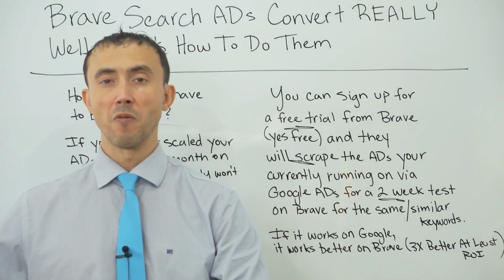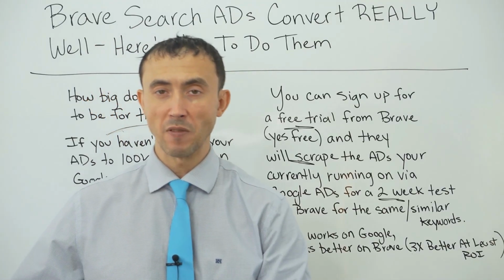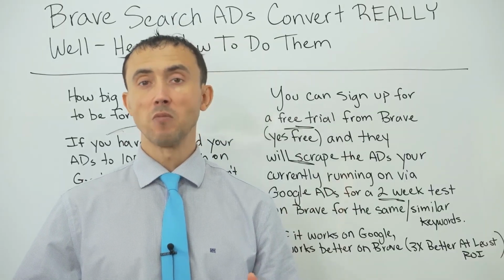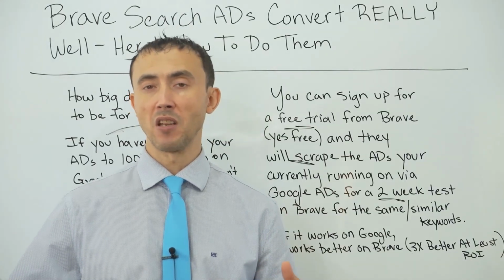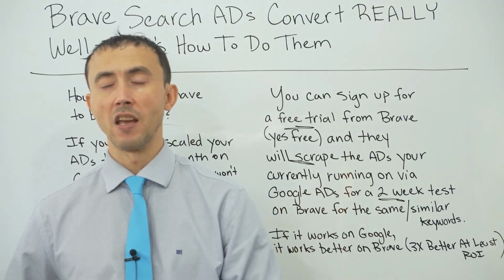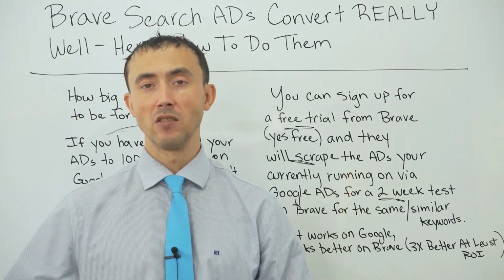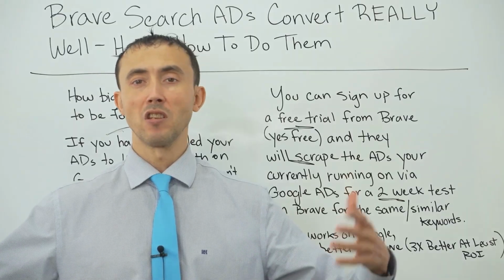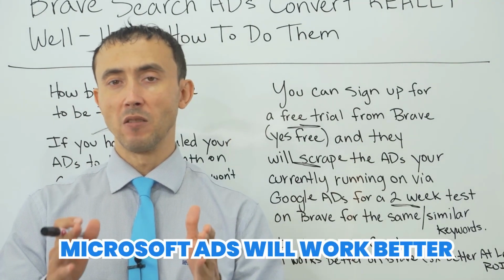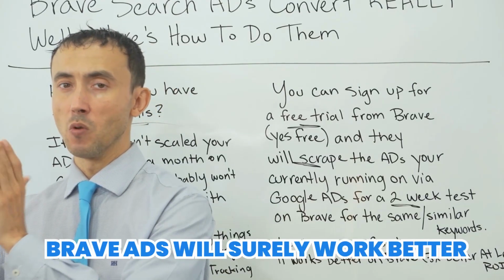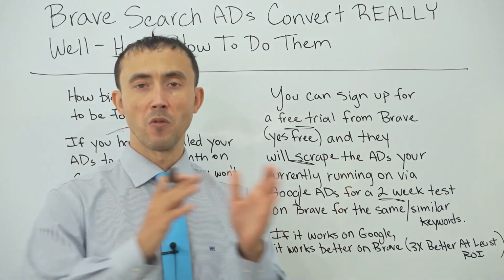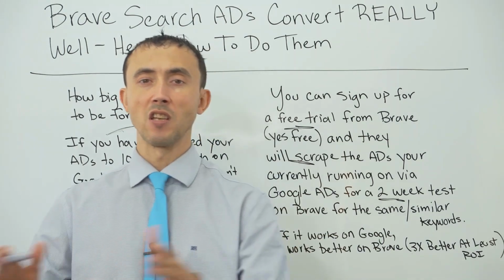Set up a Bing ads account, or Microsoft ads account, running ads on Bing.com. Get yourself at least another 15% more profit, probably 20 to 30% typically, on top of what you're getting through Google. Then you go ahead and try to get the Brave search ads running for yourself, just as an added bonus. If Google ads work, Microsoft ads will work and likely better, and Brave ads will work and, I would say, for sure better. So if you can get Google ads to work, the other two will work.